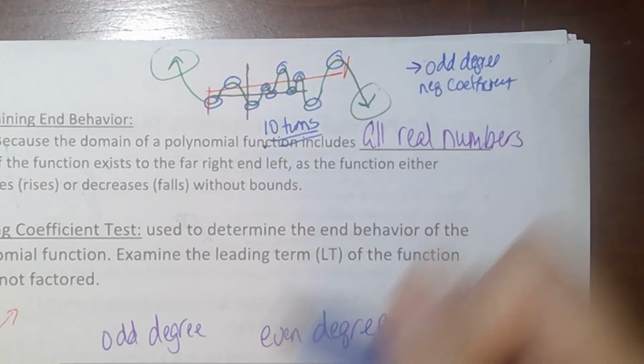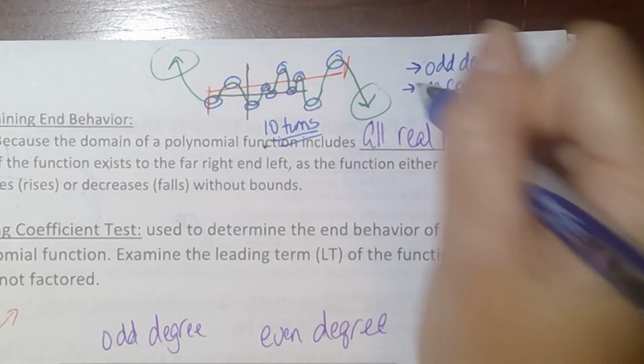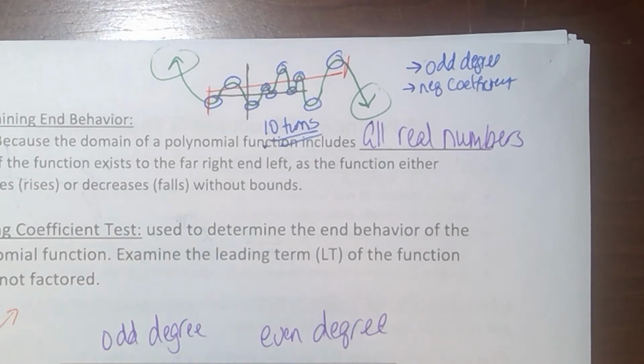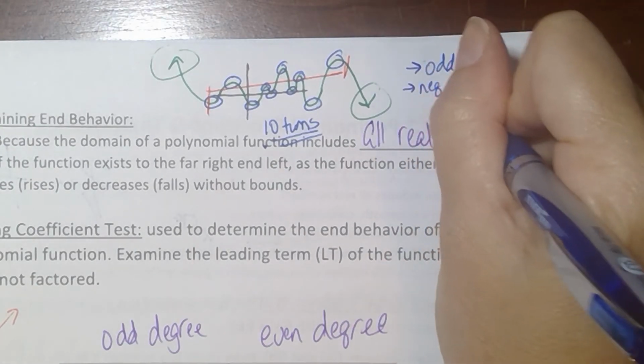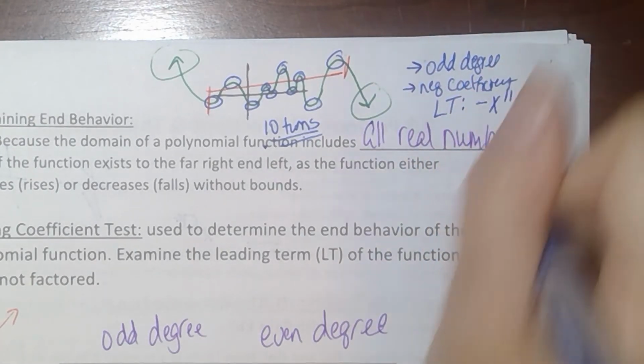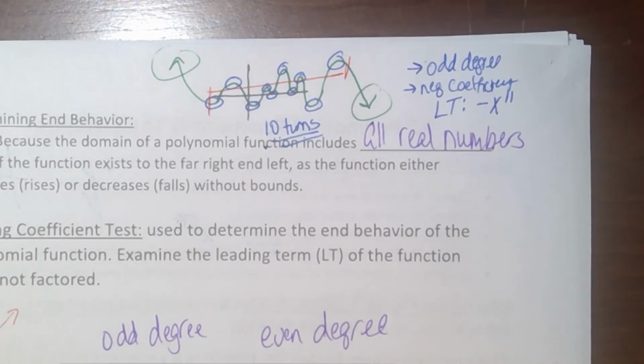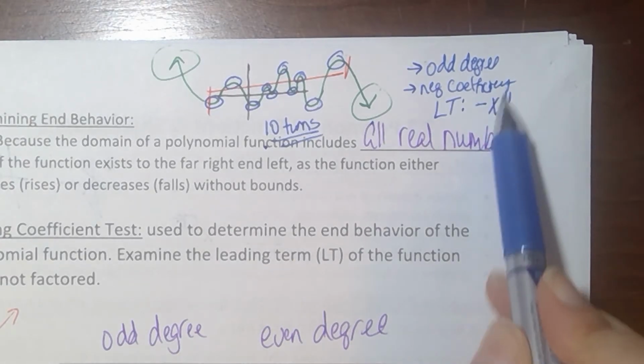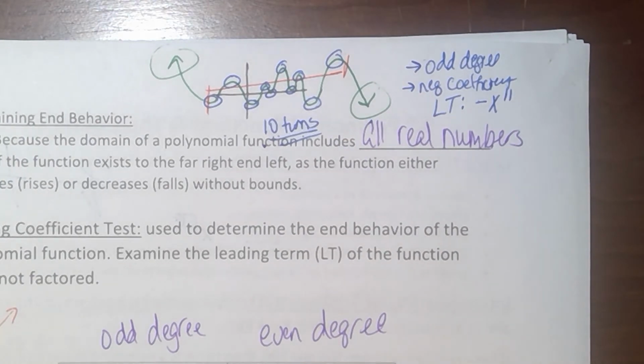Now, it needs to be odd degree, 11 is odd. I would need a negative coefficient on my leading term. So my leading term could be a negative x to the 11th. It might be a negative 13x to the 15th, or a negative 8x to the 27th, but it has to be at least a degree of 11. Could it be degree 12? No, because one end goes up and one end goes down. It can't be an even degree. It has to be an odd degree.